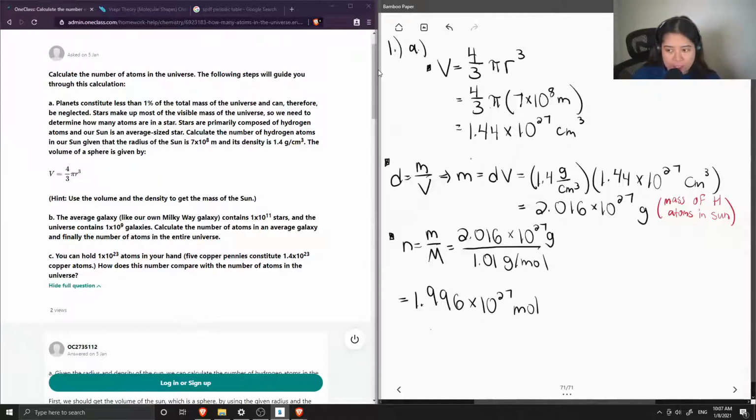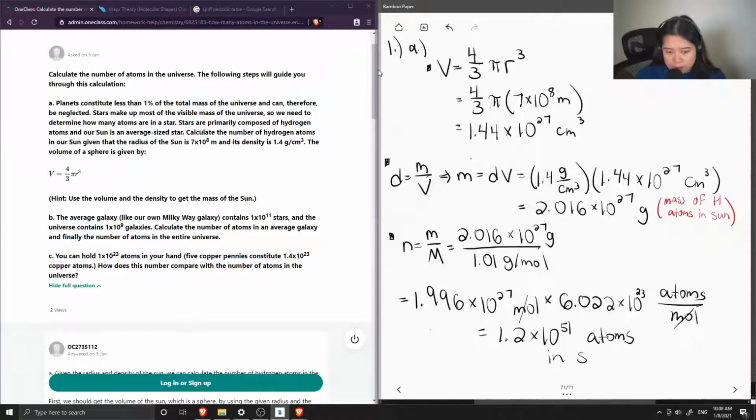And now that we have our answer in moles, we can convert to atoms by using Avogadro's number. So if we multiply by Avogadro's number, which is 6.022 times 10 to the 23, and this is atoms per mole, we can get the number of atoms in the Sun. So we end up with 1.2 times 10 to the 51 atoms in the Sun.